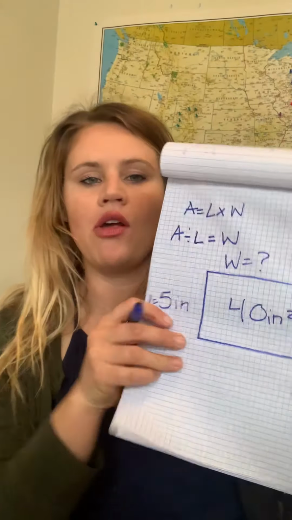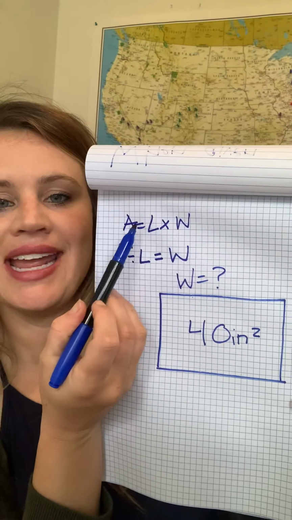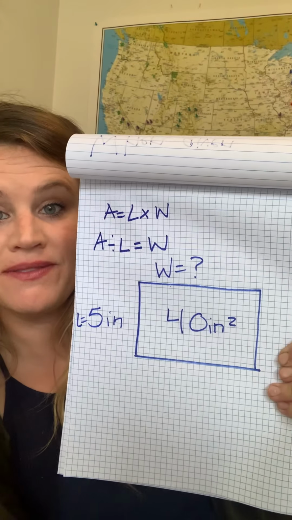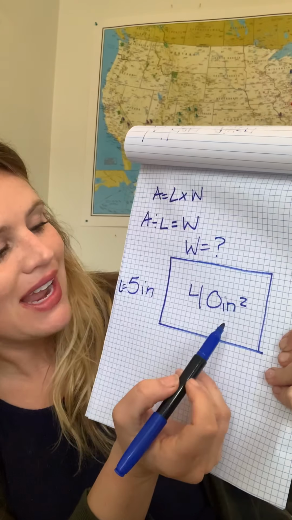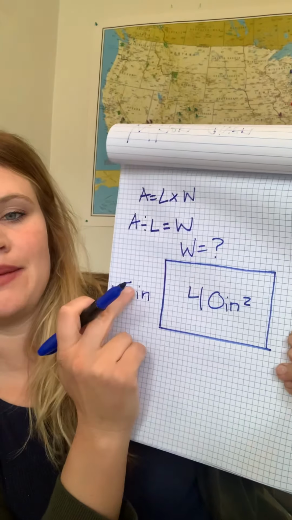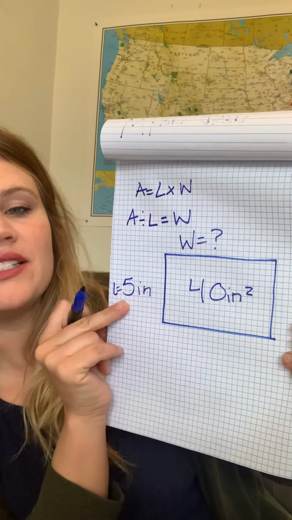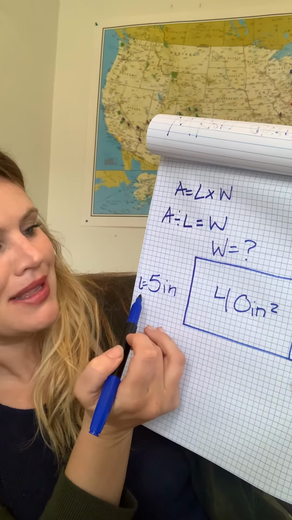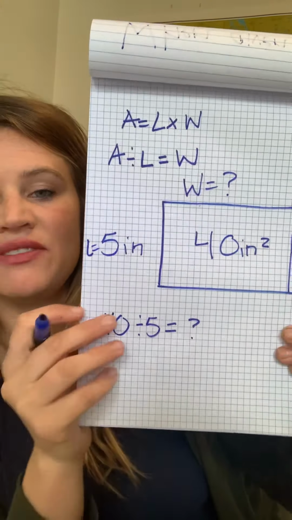We know the formula for area is A equals length times width. Well, now I want to switch this into a division problem. If I have 40 inches squared, I'm given the area, and I'm given the length this time, so just one side. I can switch this into a division problem: the area divided by the length is equal to the width. So I'm going to plug those numbers in. If I have 40 and I divide it by 5, what does that equal? I literally just flipped it.